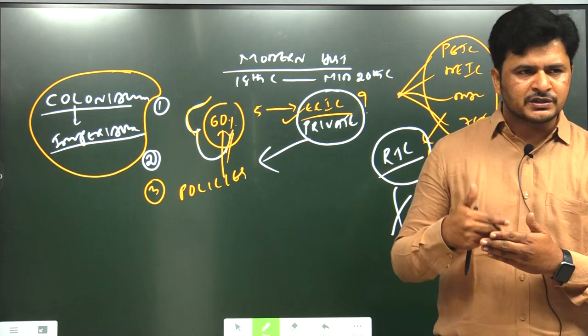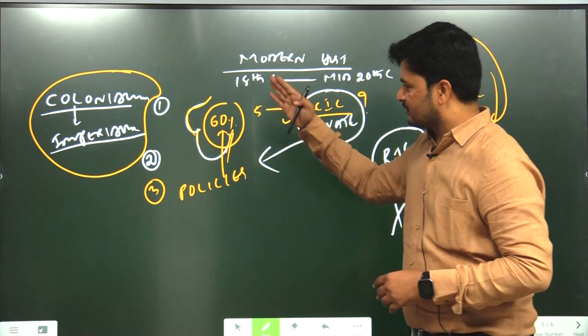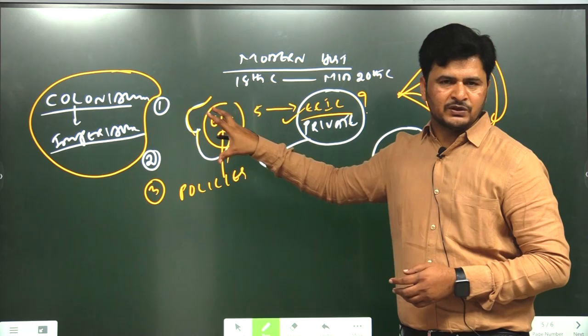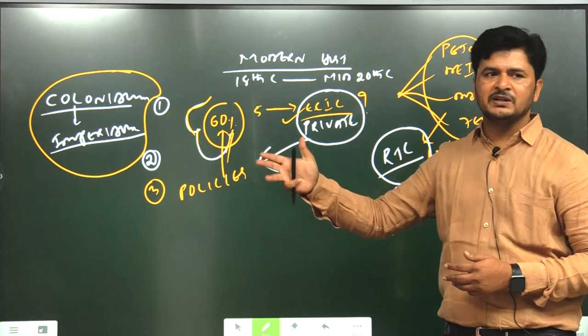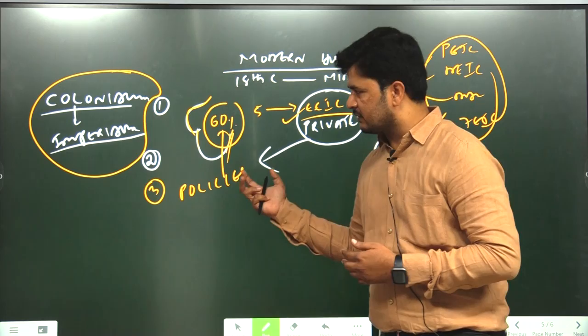So as I was telling, in the first chapter, various European companies entered. In the second chapter, by using various strategies, the English East India Company captured 60% of the territories. And in the third chapter, various reforms: administrative reforms, social reforms, economic reforms, judicial reforms, obviously educational reforms.